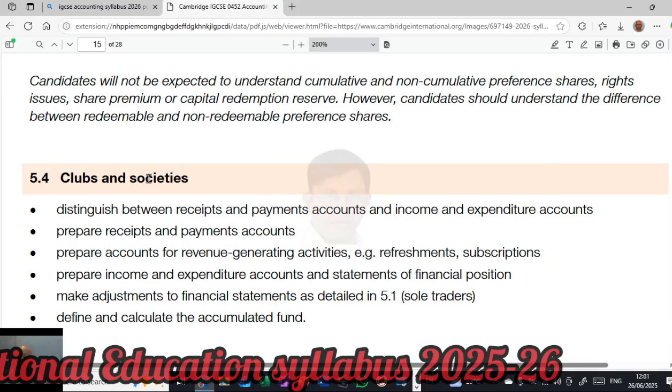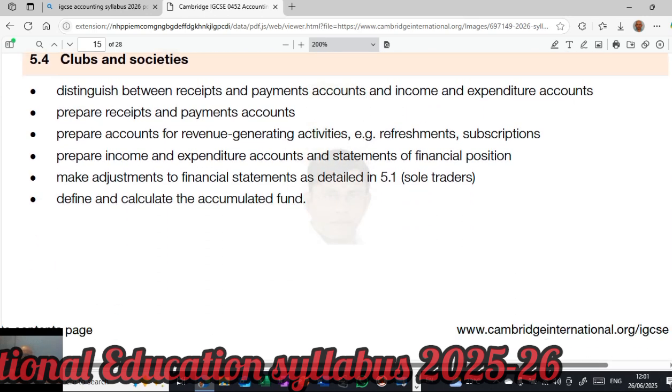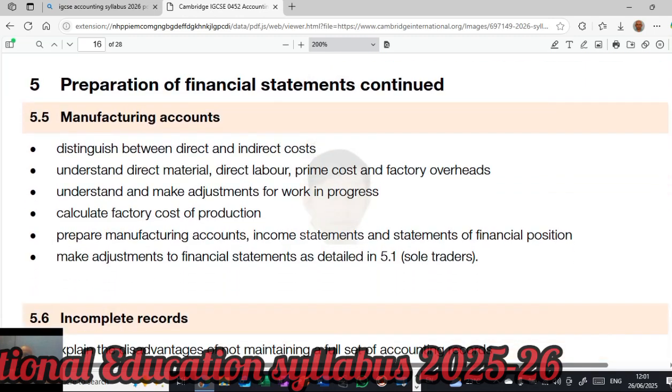Clubs and societies: how to prepare financial statements of clubs and societies. Preparation of financial statements of manufacturing accounts, and incomplete records.